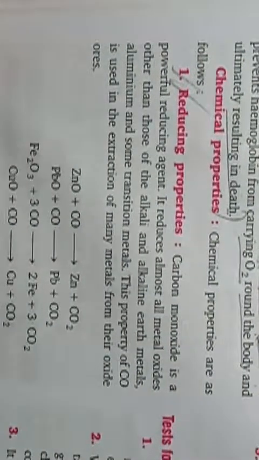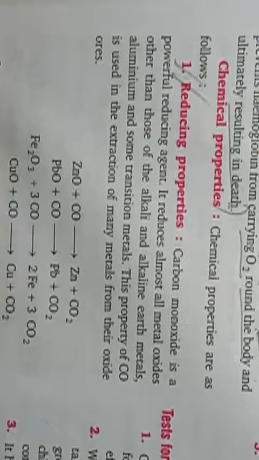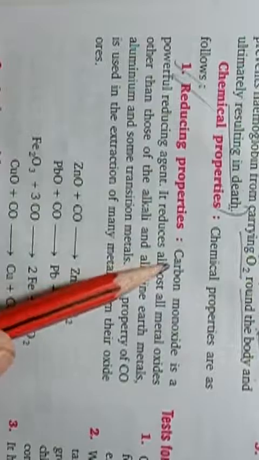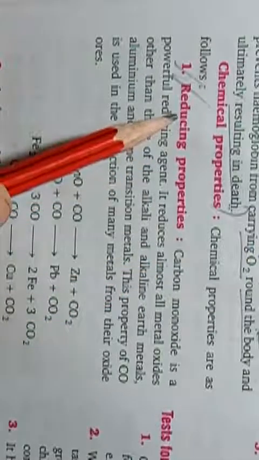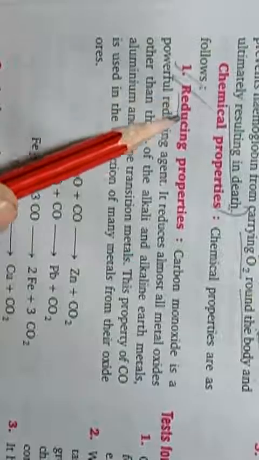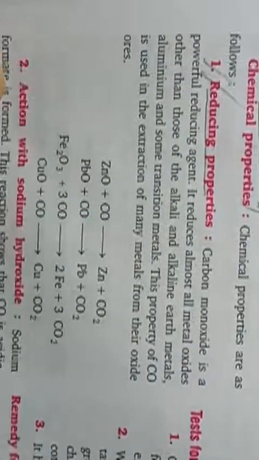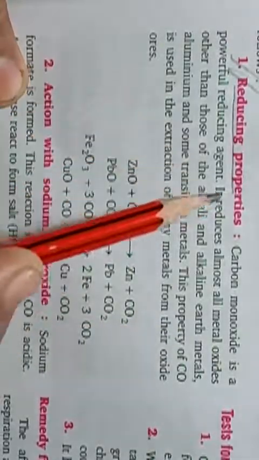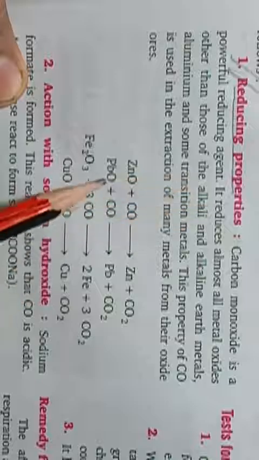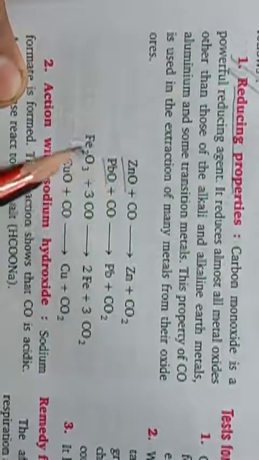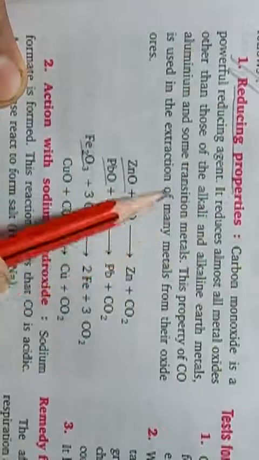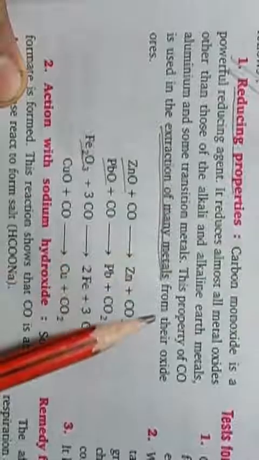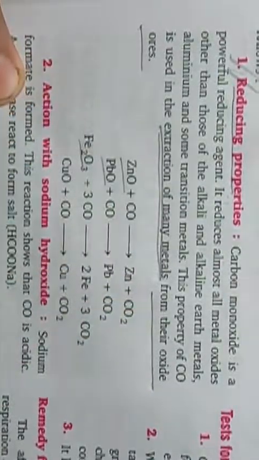Then chemical properties. One property is very common and the most important property of carbon monoxide. According to this property, carbon monoxide is a very good reducing agent. So due to its good reducing character, we use this gas for the reduction of different metallic oxides, especially in the extraction of many metals from their oxide ores.